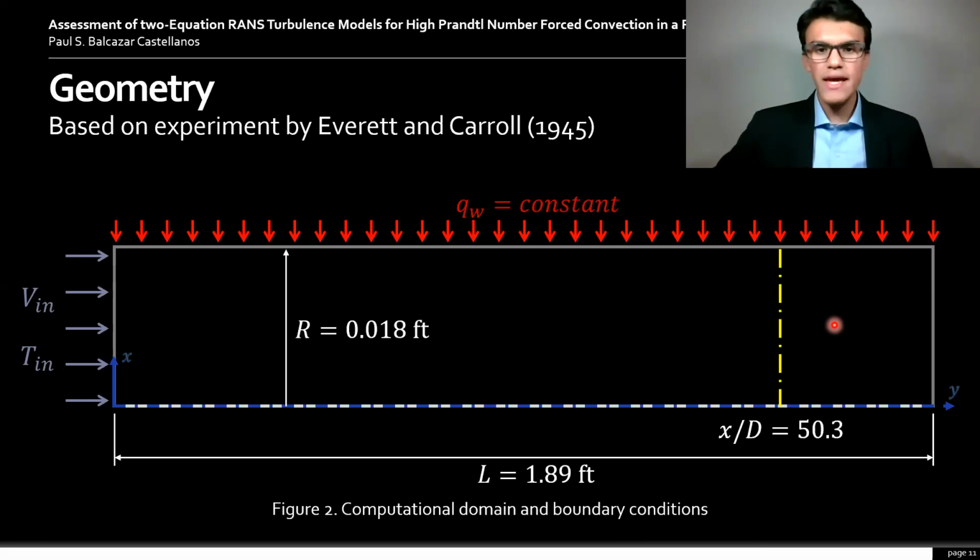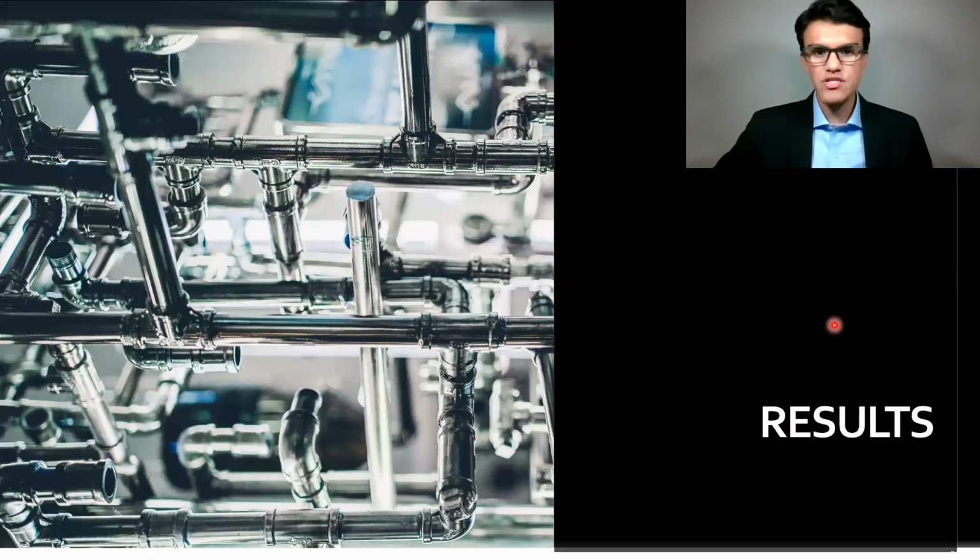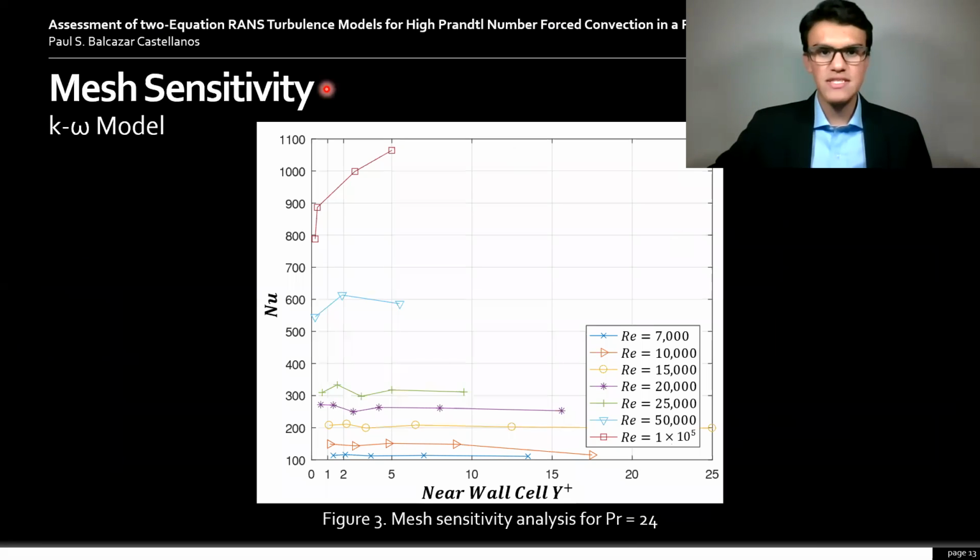Now, all K epsilon cases were mesh independent, and I will talk in future slides about what happened with the K omega cases. So the results. First of all, I will talk about this mesh sensitivity specifically for the K omega case. As the mesh is refined in terms of the placement of the near wall node, there are peaks and variations in the resultant Nusselt number.